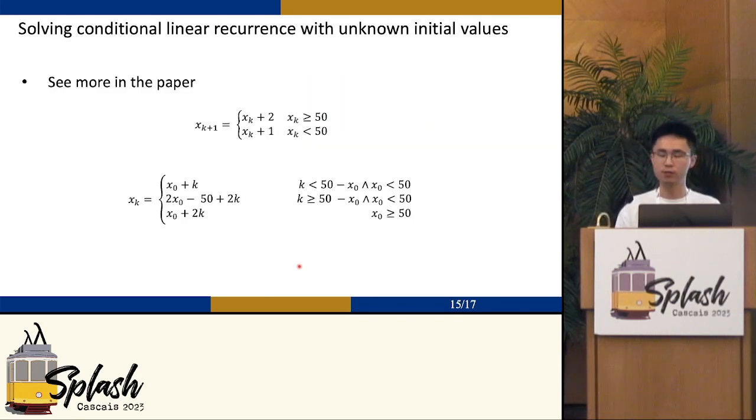Previously, we just considered the case where the initial values are known, so that we can generate some prefix of the index sequence. But if the initial values are all unknown, then we cannot even get such a prefix. To handle that case, we also propose a method, but due to the time limit, we can only show some examples to show the capability of our tool. For more technical details, you may refer to the original paper.